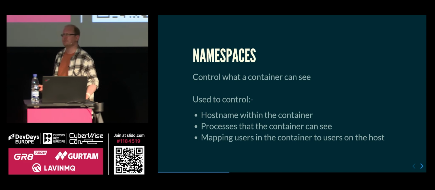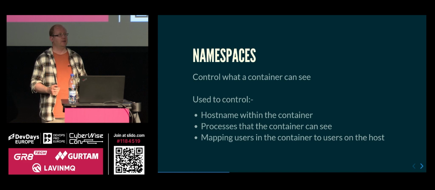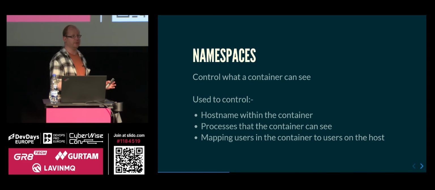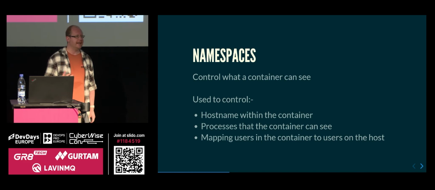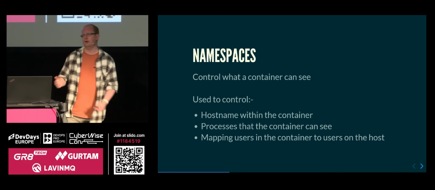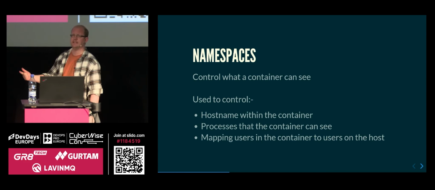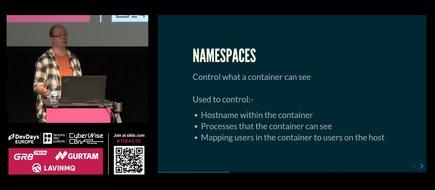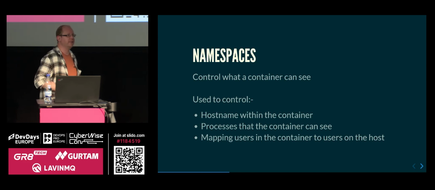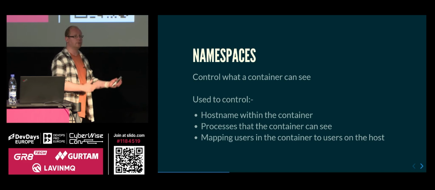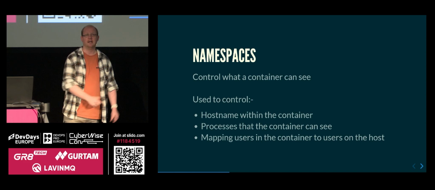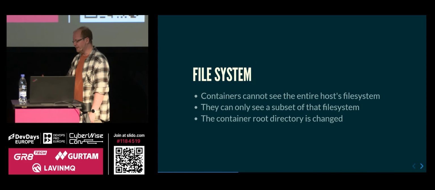Then we have, let's pick another one, the network namespace. Isolates network resources. Processes running in a network namespace get their own IP address, network interfaces, routing tables, firewall rules. So they control what a container can see. Control groups contain what a container can use, and the final one is the file system.